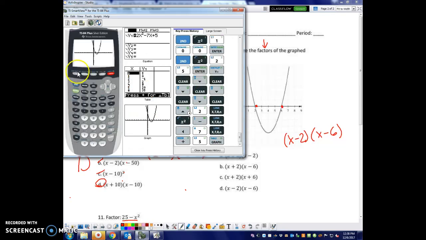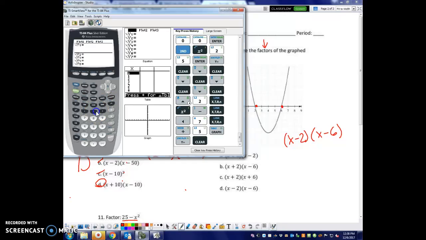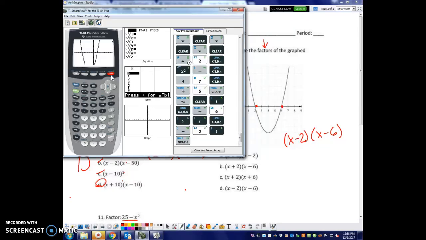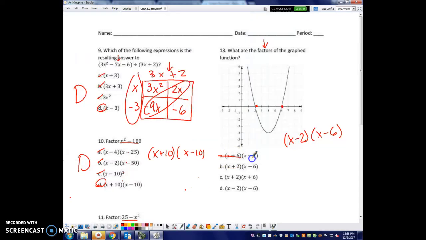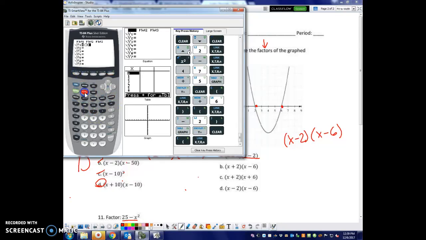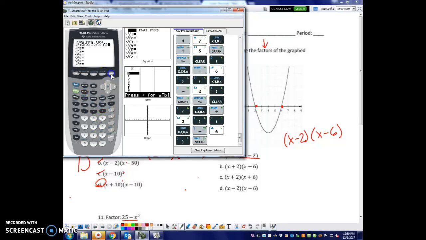Let's type it in. x plus 6, x minus 2. Graph. Does that graph look the same as our graph? No, it doesn't. So that one's not right. B, x plus 2, x minus 6. Graph. Does that one look the same as our graph? No, it does not.